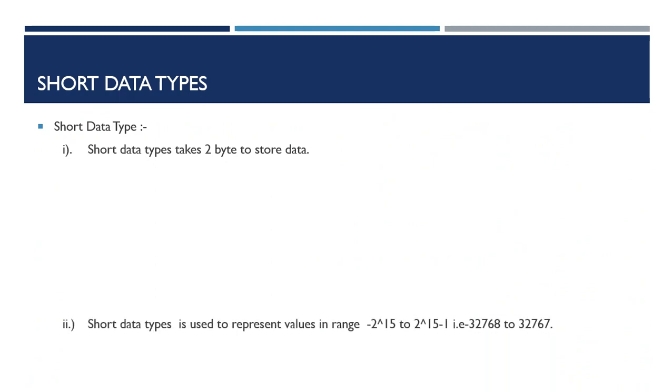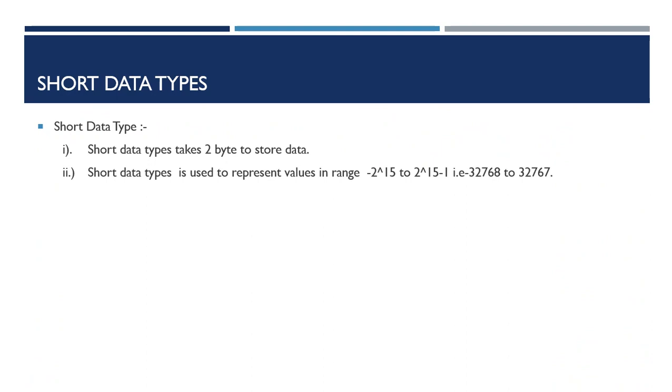Actually, my friends, the short data type is going to represent a value that will lie in the range of minus 32,768 to 32,767. Friends, we can also calculate that particular range by using this formula: 2 to the power 15, where 15 is the number of bits we are using to hold the values, minus 1. This is the formula by which we can calculate the range of any particular data type.